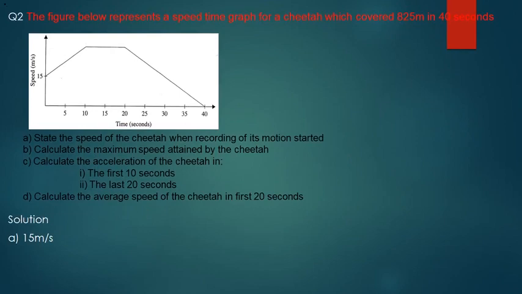The figure below represents a speed time graph for a cheetah which covered 825 meters in 40 seconds. This is how the cheetah ran. It accelerated and it went at constant velocity, then decelerated. Now, we state the speed of the cheetah when the recording of its motion started. The motion of the cheetah started at this point, and the speed at this point was 15 meters per second.